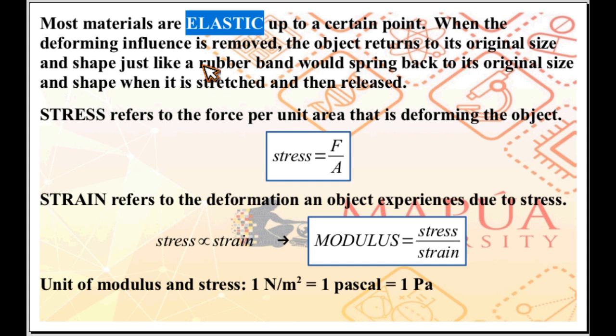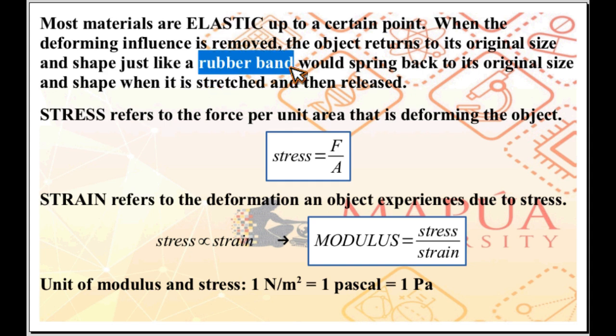For instance, you have a rubber band. If you stretch, the rubber band will stretch. But when you release, the rubber band will spring back to its original size and shape. Rubber is an elastic material. And most materials are elastic up to a certain point. They may not exhibit elasticity as much as a rubber band, but they still exhibit the characteristic of being elastic.